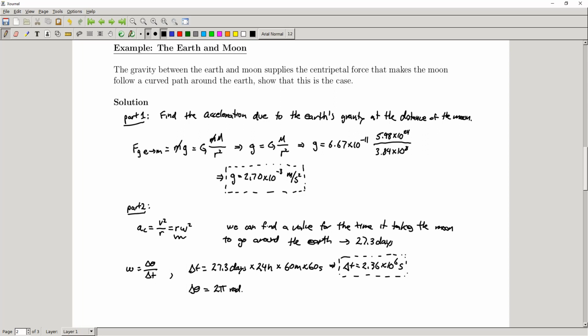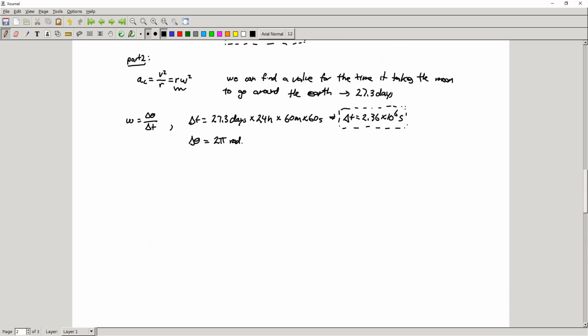So 2 pi. Let me go down a little bit here. If we then calculate what omega is, this is going to give us an omega equal to 2 pi radians over the 2.36 times 10 to the 6 seconds, which, if you do the calculation, gives us an omega equal to 2.66 times 10 to the negative 6 radians per second. Okay?